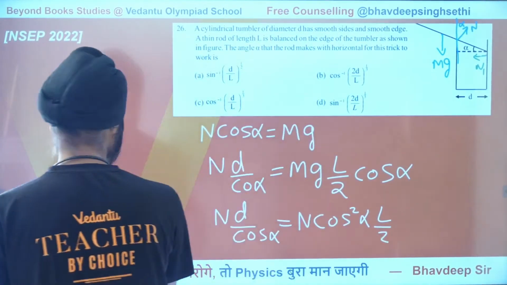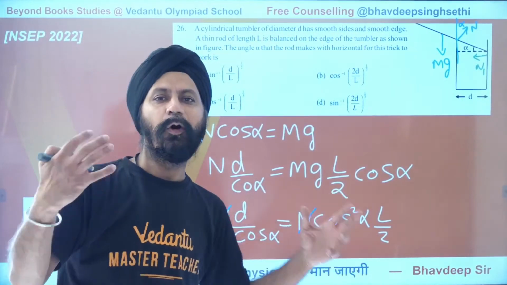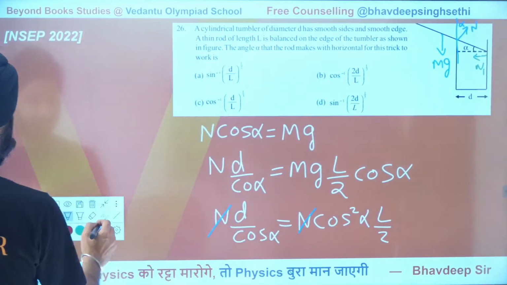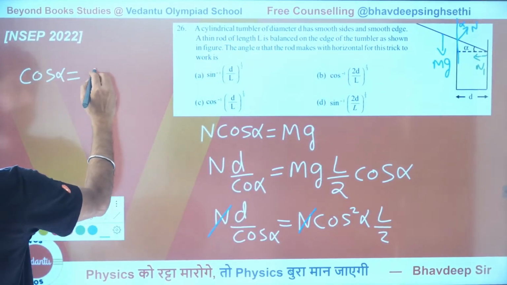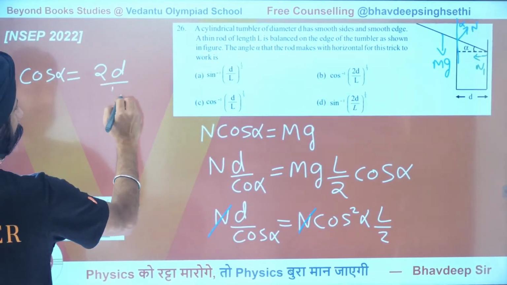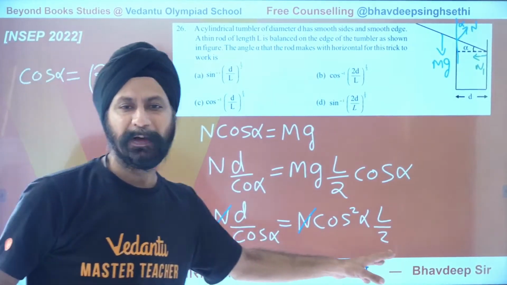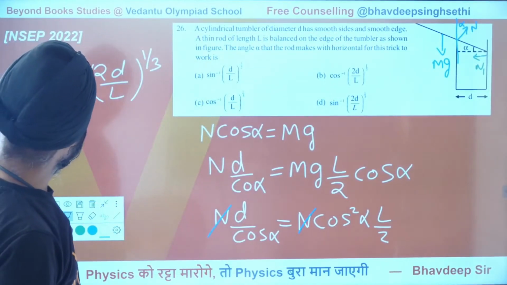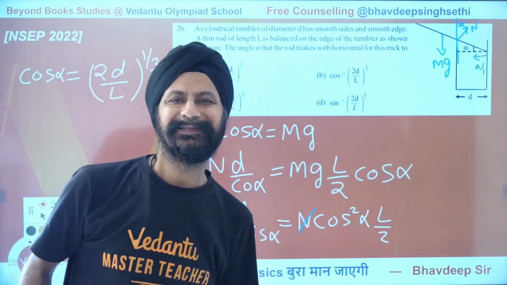Now I can cross out this normal force as well. So this becomes cos cube alpha. So 2d by L is cos cube alpha. So let's write down, cos alpha would be (2d by L) to the power of 1/3, isn't it? Because cos cube alpha is 2d by L. So how much is alpha? Alpha is arc cos of all this. I can see the answer over there.